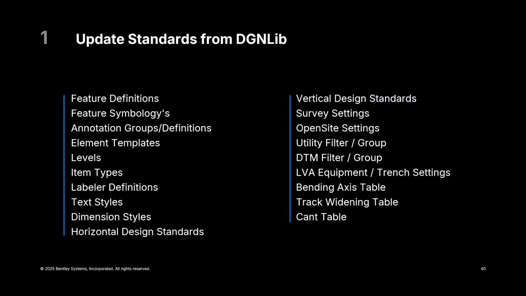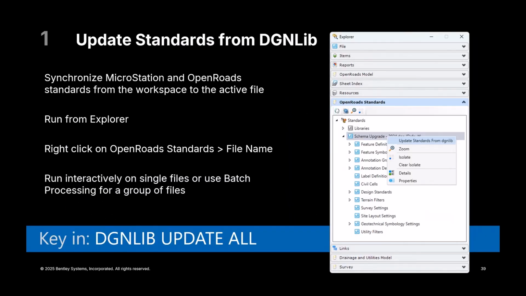But it's also going to pick up all of the components that those are based on. Things like element templates and levels and item types and label definitions and text styles and dimension styles and you name it. There's a whole bunch more listed here. And I possibly missed a few even on this list. But the idea is when you run this, it's a one-time thing. You go in and you run it, and it brings everything from the workspace down and updates everything in your local file. So you don't have to worry about going and running individual commands of, oh, I need to go update my levels, and I need to go update my element templates or my item types all individually. This Update Standards from DGNlib will pick up all of those.